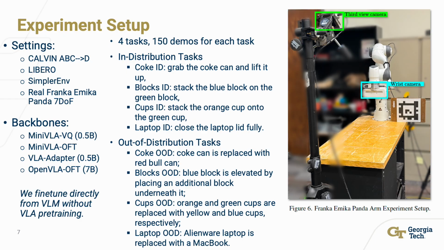To demonstrate the effectiveness of MAPS, we evaluate on three simulation settings: CALVIN, LIBERO, and SimplerEnv, and four backbones: MiniVLA-VQ, MiniVLA-OFT, VLA-Adapter, and OpenVLA-OFT. On each, we take the base model before action fine-tuning and compare the impact of vanilla fine-tuning versus MAPS fine-tuning on in-distribution and out-of-distribution success. We also test on a real Franka arm and manually collected 150 demos on 4 custom tasks, including grabbing Coke cans, stacking blocks, stacking cups, and closing laptop. For each real-world task, we also introduce an OOD variant.